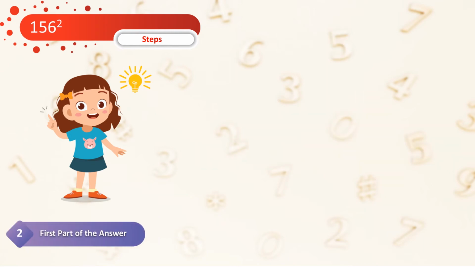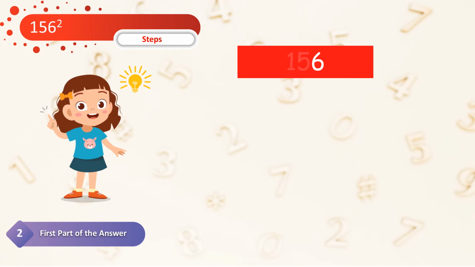In step 2, we are going to come up with the first part of the answer straight away. We have the number 156. We are going to take the unit digit of the number, which is 6, and multiply it with the 3 that we obtained in the previous step. 3 times 6 is 18.